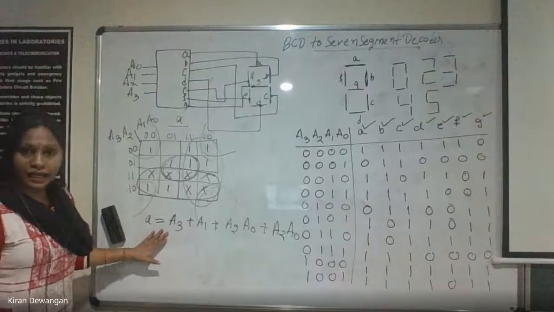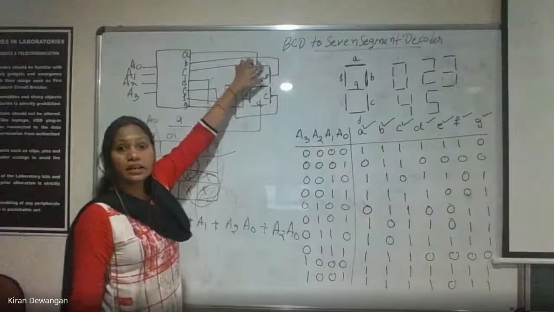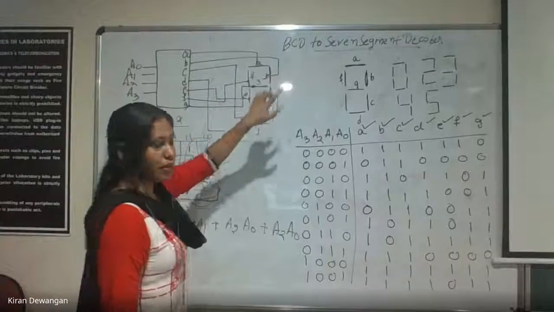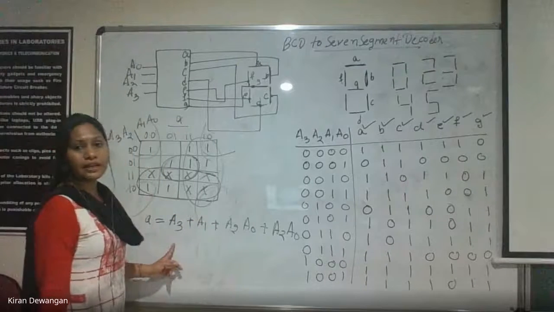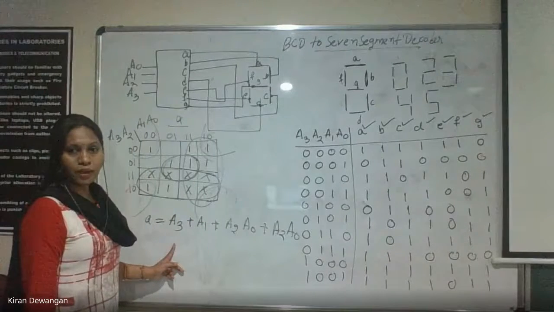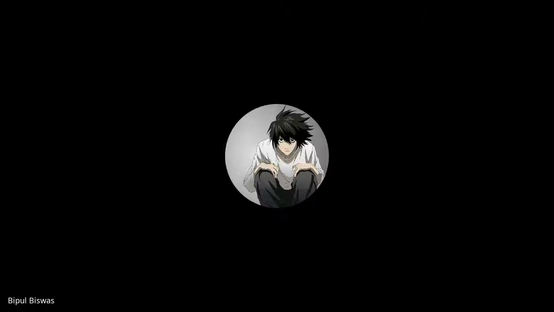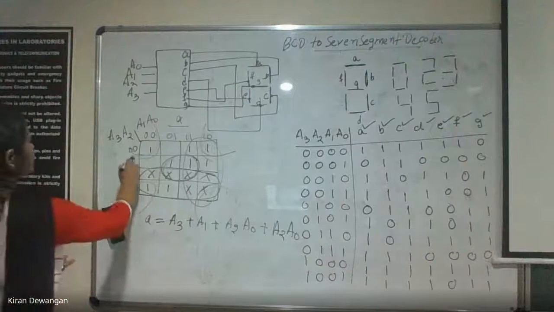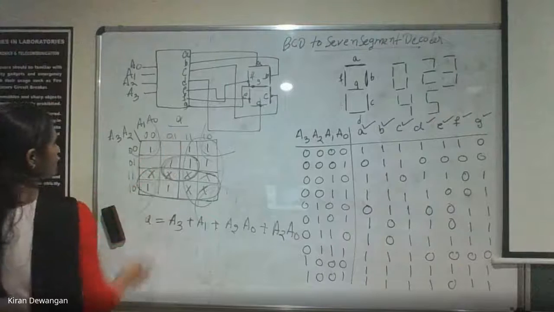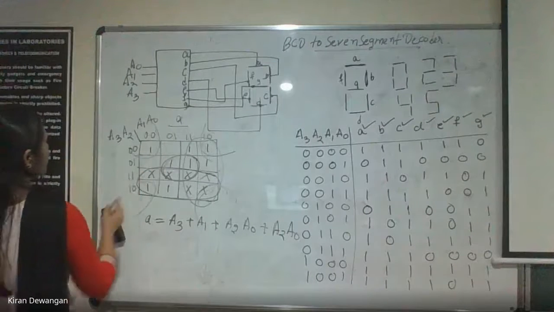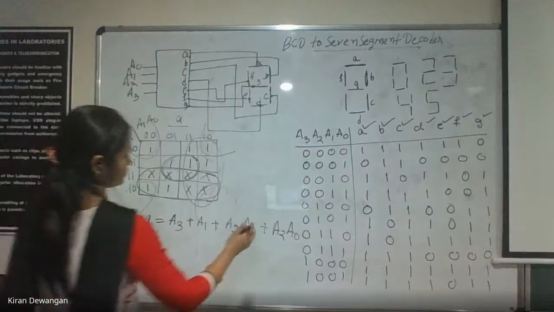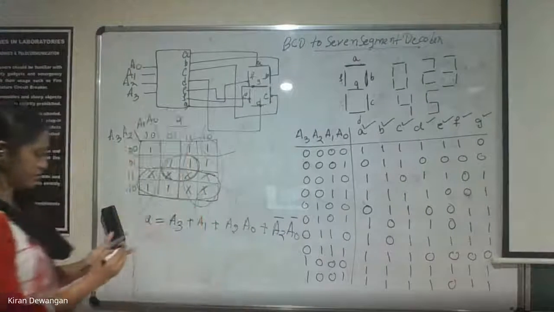That means if we have to design A, just a single segment of the 7 segments, we will have to design it with this combination. Are you getting my point? You'll have to take A2 A0, and A2 A0 I've written twice. In this, this is A2 and this is A0, and this one is A2 bar and A0 bar. Correct, A2 bar and A0 bar.